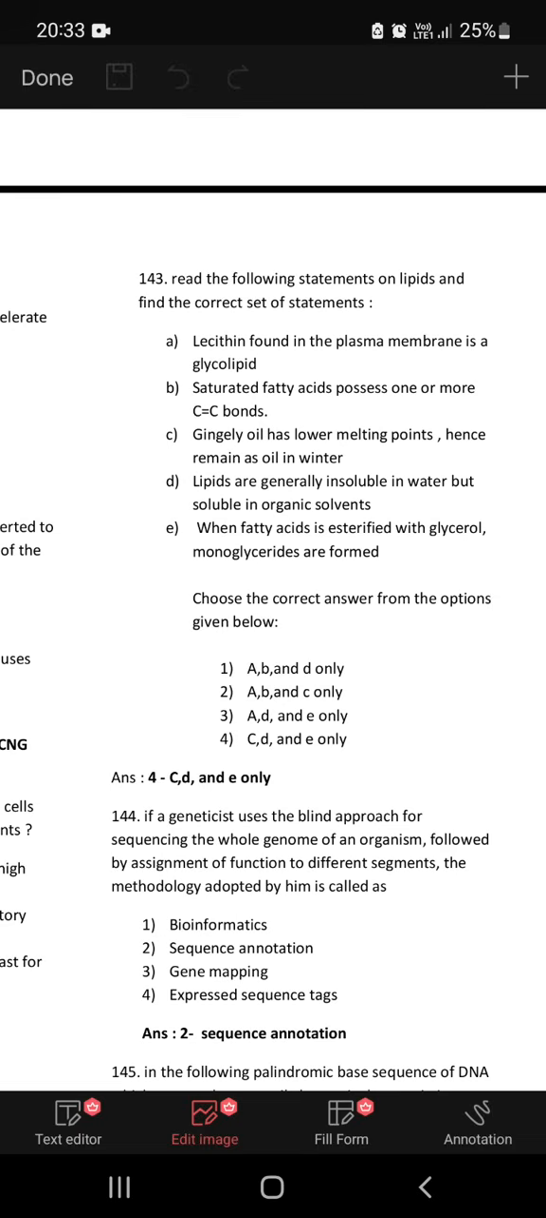Here we have to choose the correct statements from them. The answer is C, D and E. A and B are wrong. Lecithin found in the plasma membrane is wrong; it should be phospholipid. Saturated fatty acids possess one or more C double bond C bonds is also wrong. So C, D and E statements are correct.